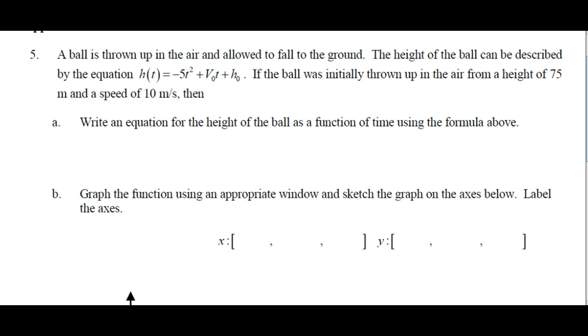Height of the ball can be described by the equation. You saw this was on the test even, right? Pretty similar. If the ball was initially thrown up in the air from a height of 75 meters and a speed of 10 meters per second, then write an equation for the height of a ball.